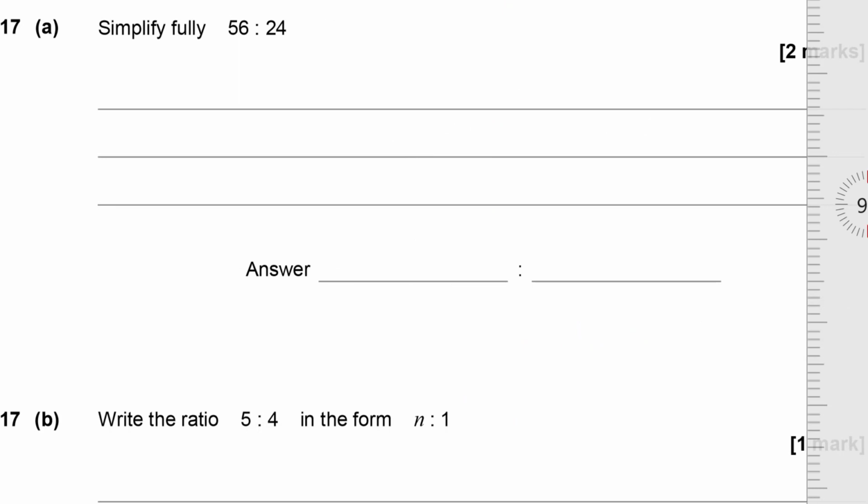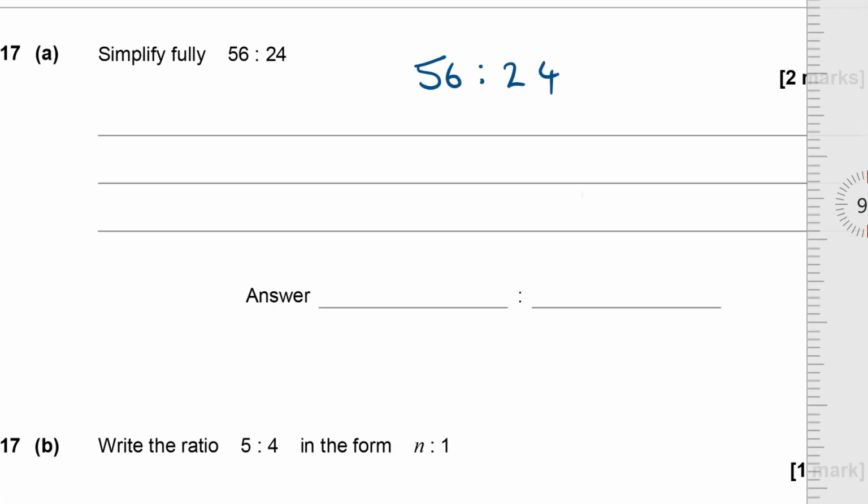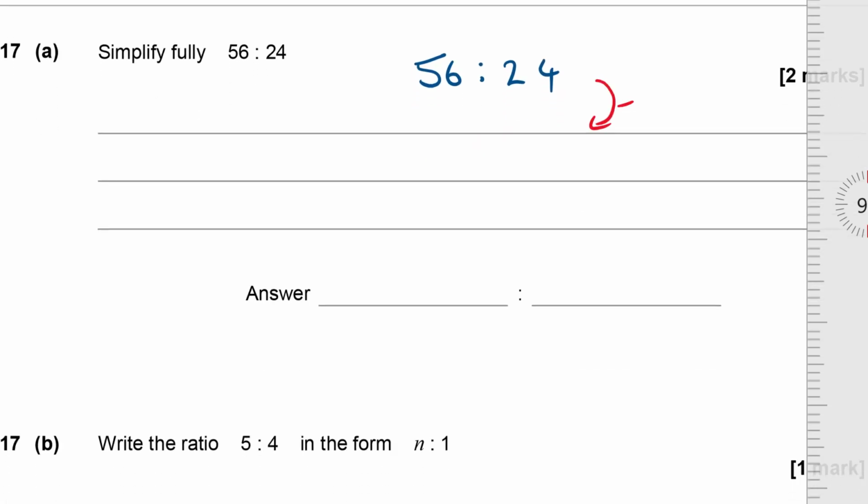Question 17a, simplify fully 56 to 24. Okay, so I've got a ratio here that I'm going to simplify down. Now these cancel down just the same way as fractions. Well, I know that 24 is in the 8 times table, 8, 16, 24. And 8 times 7 is 56. So I think I can divide both by 8, can't I? So dividing this side by 8 and dividing this side by 8.